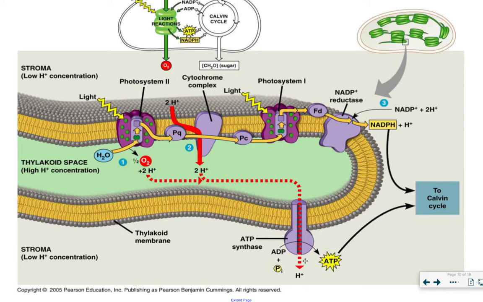Remember, this is passive transport, and the transport going on here in the electron transport chain is active transport because the hydrogens are moving from low to high concentration. Now we have built ATP, and now we have built NADPH, and now the Calvin cycle is ready to begin.